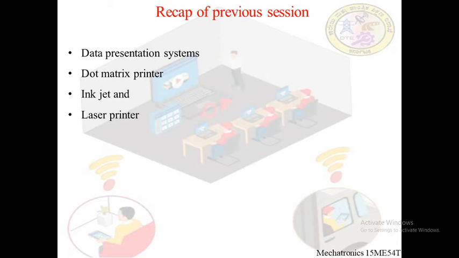Printers record the information in the digital format and produce the output in the format of a printed paper. And next we saw different types of printer, that is impact type and the non-impact type. Dot matrix printer was the impact type of printer, and the non-impact type were inkjet and laser printer.